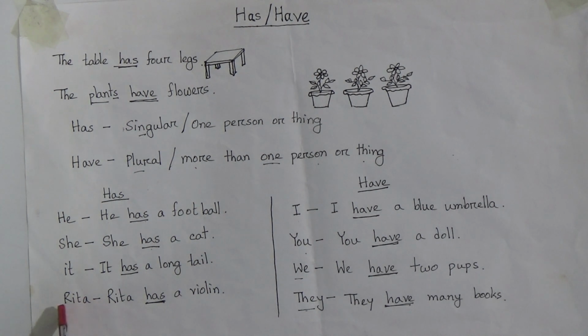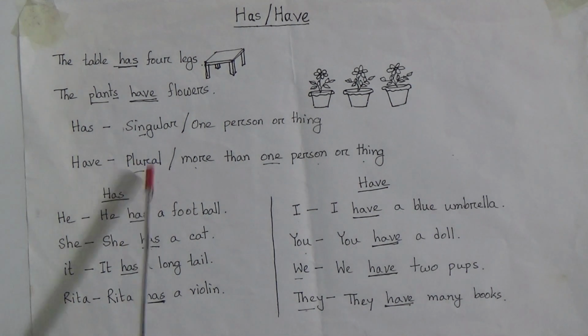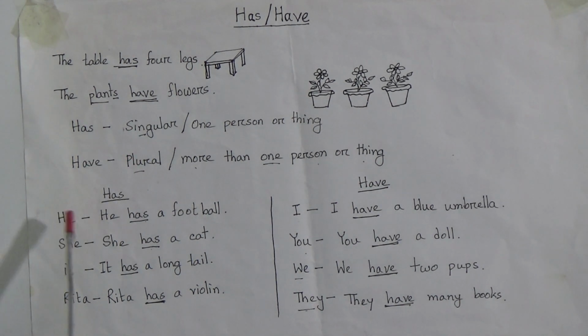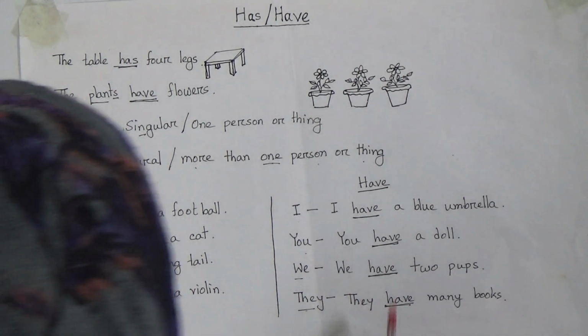Then you can have other names like Rita, Mita, Rohim, Korim, anything. Rita is a singular name. For this reason we have used has after Rita. Rita has a violin. Rita is a singular name, one person. We are talking about one person. That means we use has after he, she, it, or any kind of one person's name.